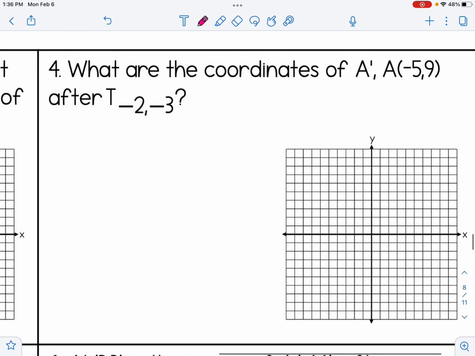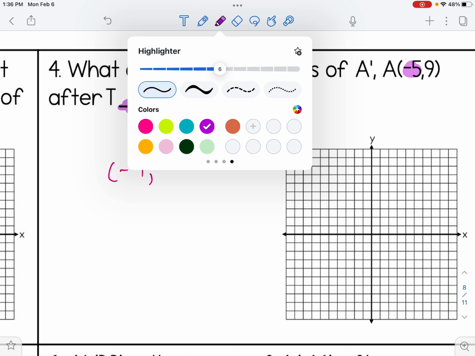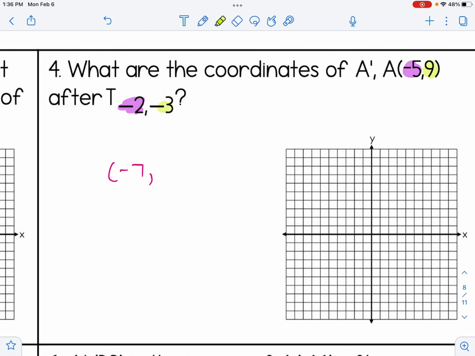In number 4, let's try that method again where we don't graph. Okay, again, if you would like to graph, go for it. But I'm going to try it without graphing. So I see that negative 5 and negative 2 both have to do with the x values. Combine them and I get negative 7. And I see that 9 and negative 3 both have to do with the y values. Combine them and I get 6. So the coordinates of A prime are negative 7, positive 6.